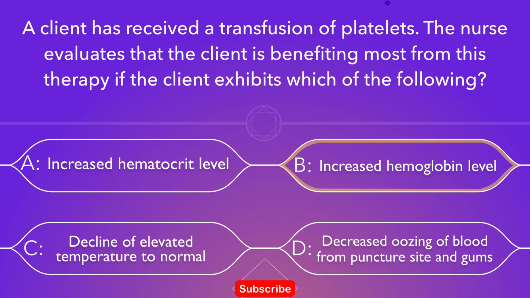Option B, increased hemoglobin level. Option C, decline of elevated temperature to normal. Option D, decreased oozing of blood from puncture site and gums.